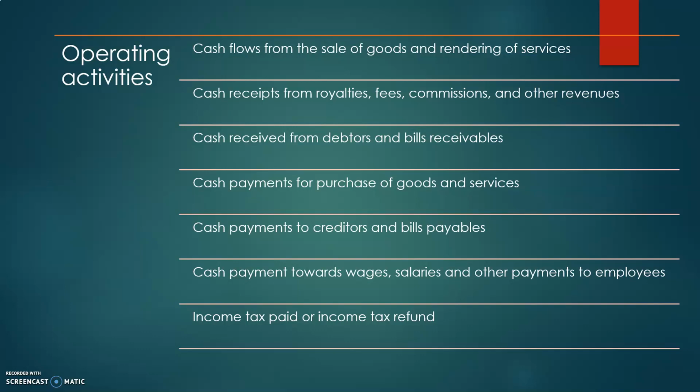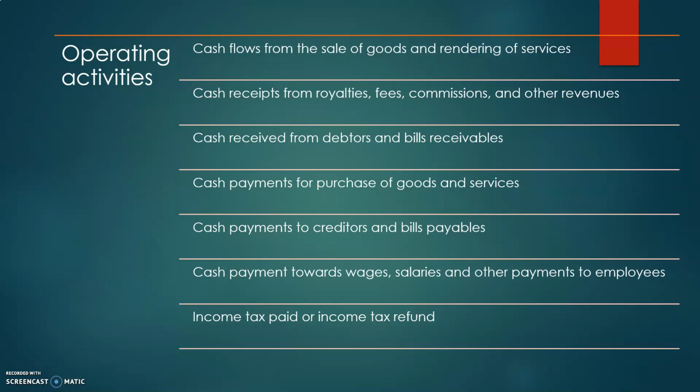Next is cash payments for purchase of goods and services. All these are payments. Whenever you're purchasing finished goods, raw materials, and all such things, when you incur payment, that's a cash outflow and it will be grouped under operating activities. Cash payment to creditors and bills payable. In return for purchase of goods and services, you may have to make a payment. So cash payments that you make to creditors and bills payable are operating.